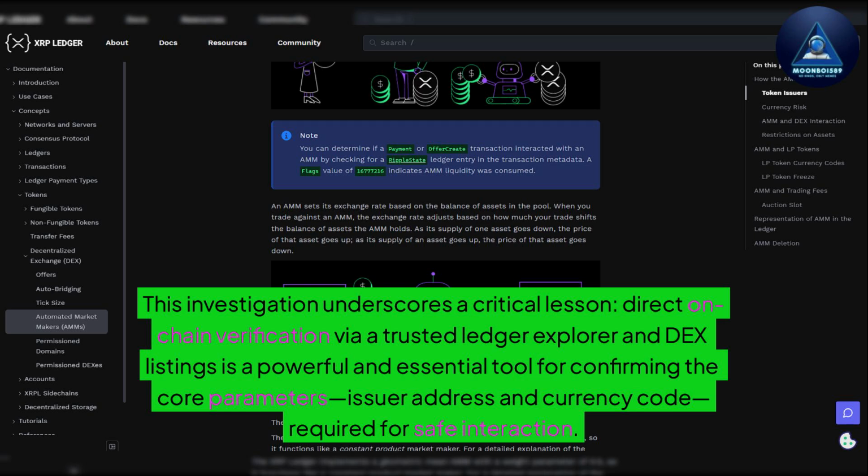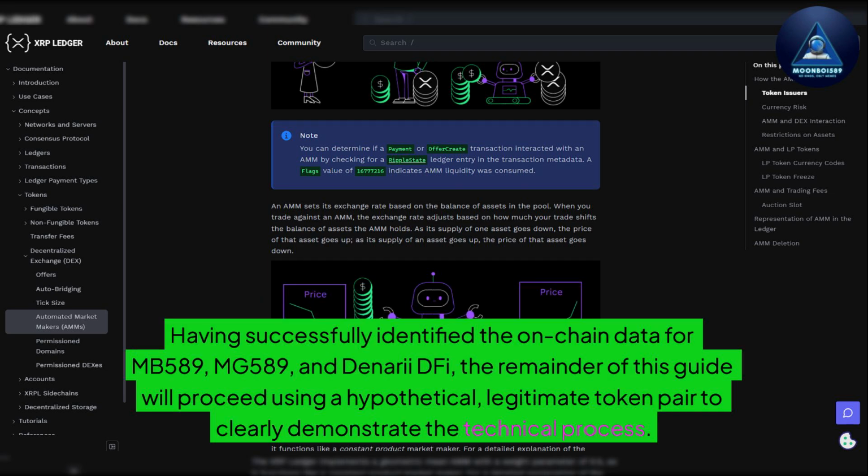This investigation underscores a critical lesson. Direct on-chain verification via a trusted ledger explorer and DEX listings is a powerful and essential tool for confirming the core parameters, issuer address and currency code, required for safe interaction. Having successfully identified the on-chain data for MB589, MG589, and Denarii DFI, the remainder of this guide will proceed using a hypothetical, legitimate token pair to clearly demonstrate the technical process.